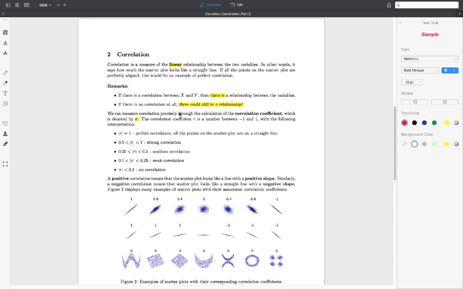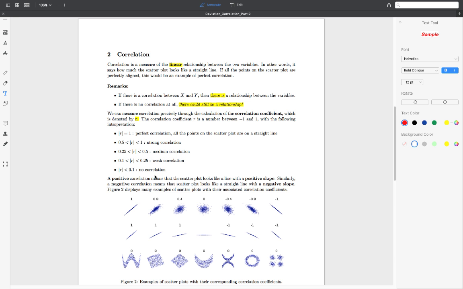So we can measure correlation precisely through the calculation of the correlation coefficient. The nitty-gritty of this is going to be included in the in-depth video and the notes that accompany that. But we denote this correlation coefficient with R. This is a number between -1 and 1 with the following interpretations. When the absolute value of R is 1, it's a perfect correlation. All points on the scatter plot are on a straight line. If it's between 0.5 and 1, the absolute value, then there's a strong correlation, and so on and so forth, reading through the different interpretations.